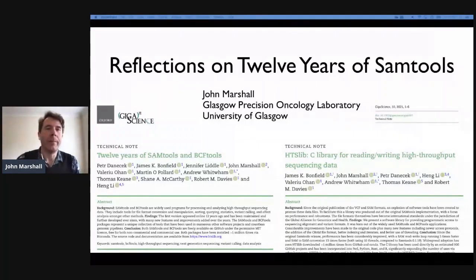So SAM and BAM, the formats that grew out of 1,000 Genomes along with Samtools, rapidly became dominant, and we're still using them today, and they're kind of synonymous with the raw sequencing data.